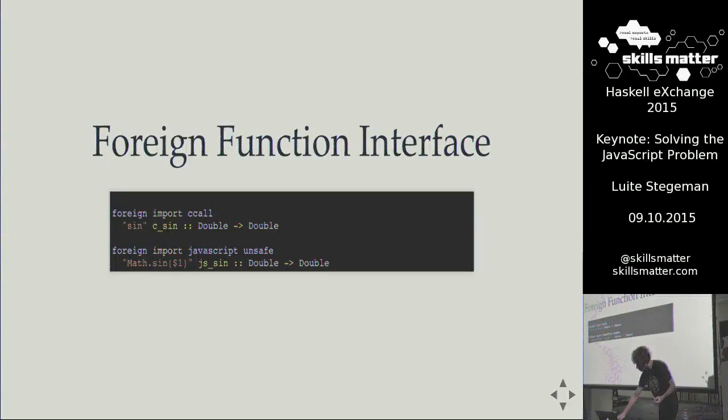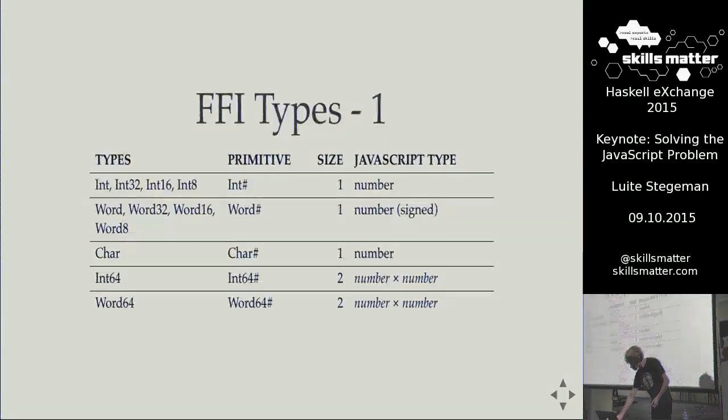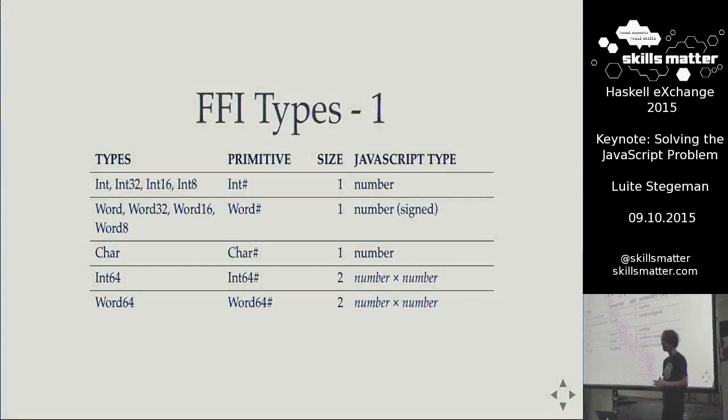We have JavaScript and C-call. Both of these things work. In JavaScript, we have some extensions that I'll show in a second. The types that are allowed through FFI are basically the same as the ones in the C FFI. So you have all these ints, words, characters, 64-bit ints and 64-bit words. The last two are a bit different since JavaScript numbers are all double-precision floating point numbers. So you have 64-bit, but you don't have quite that. You only have 53 bits of precision.